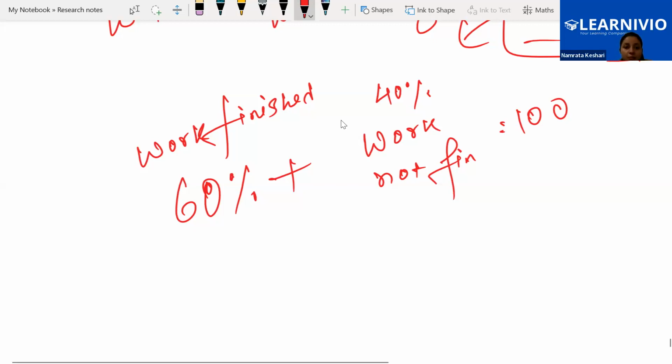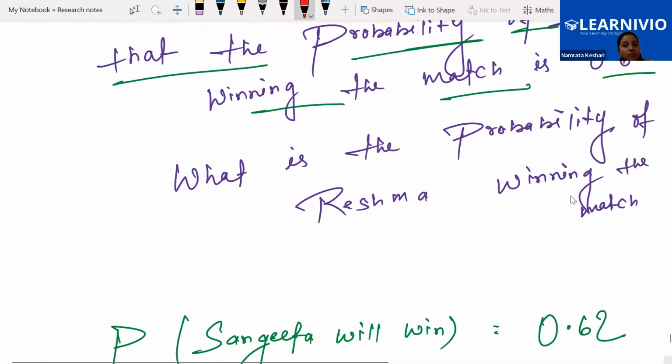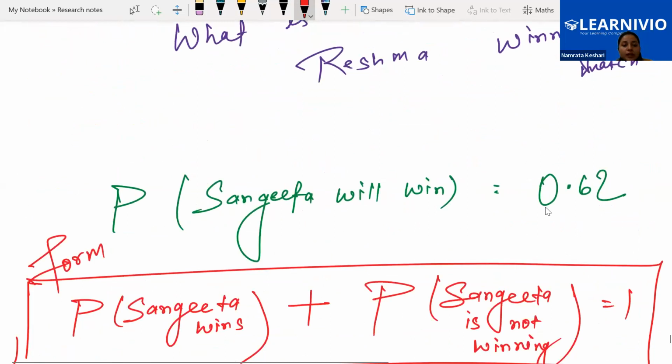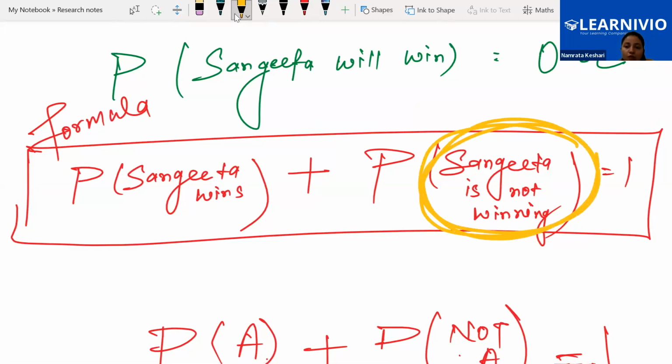That's why in probability this is the formula: the probability of getting A plus the probability of getting not A will always be 1. Getting it? Now the question is how exactly we are going to use this formula. We have to find the probability that Reshma will win. Sangeeta will win with probability 0.62. So can we write that Sangeeta will win plus Sangeeta will not win equals 1? Exactly. And see this statement carefully: if Sangeeta is not going to win, then who will win?